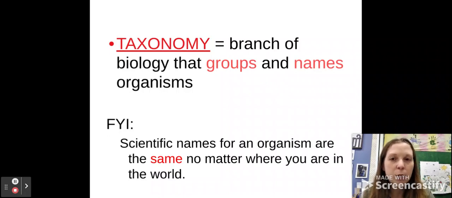So now that we know a little bit about classification, let's talk about taxonomy. And taxonomy is the branch of biology that groups and names organisms. So scientific names of an organism are the same no matter where you are in the world. So all humans are Homo sapiens, right? Not just because we're humans in America or humans in Europe. We're all Homo sapiens.